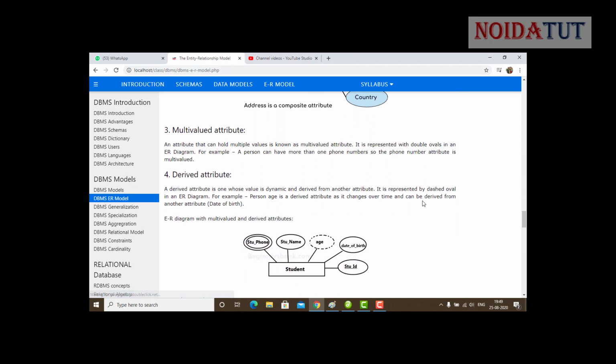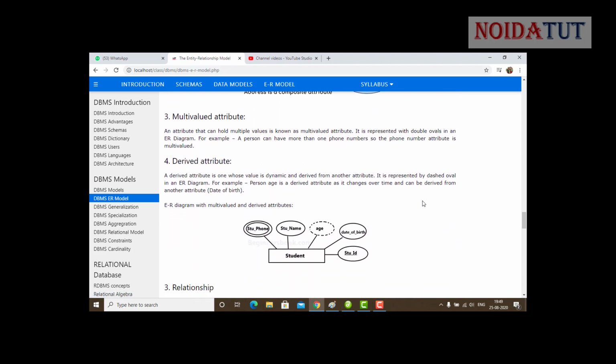Now talking about the multi-valued attribute, an attribute that can hold multiple values is known as a multi-valued attribute. It is represented with double ovals in an ER diagram. For example, a person can have more than one phone number. So the phone number attribute is multi-valued.